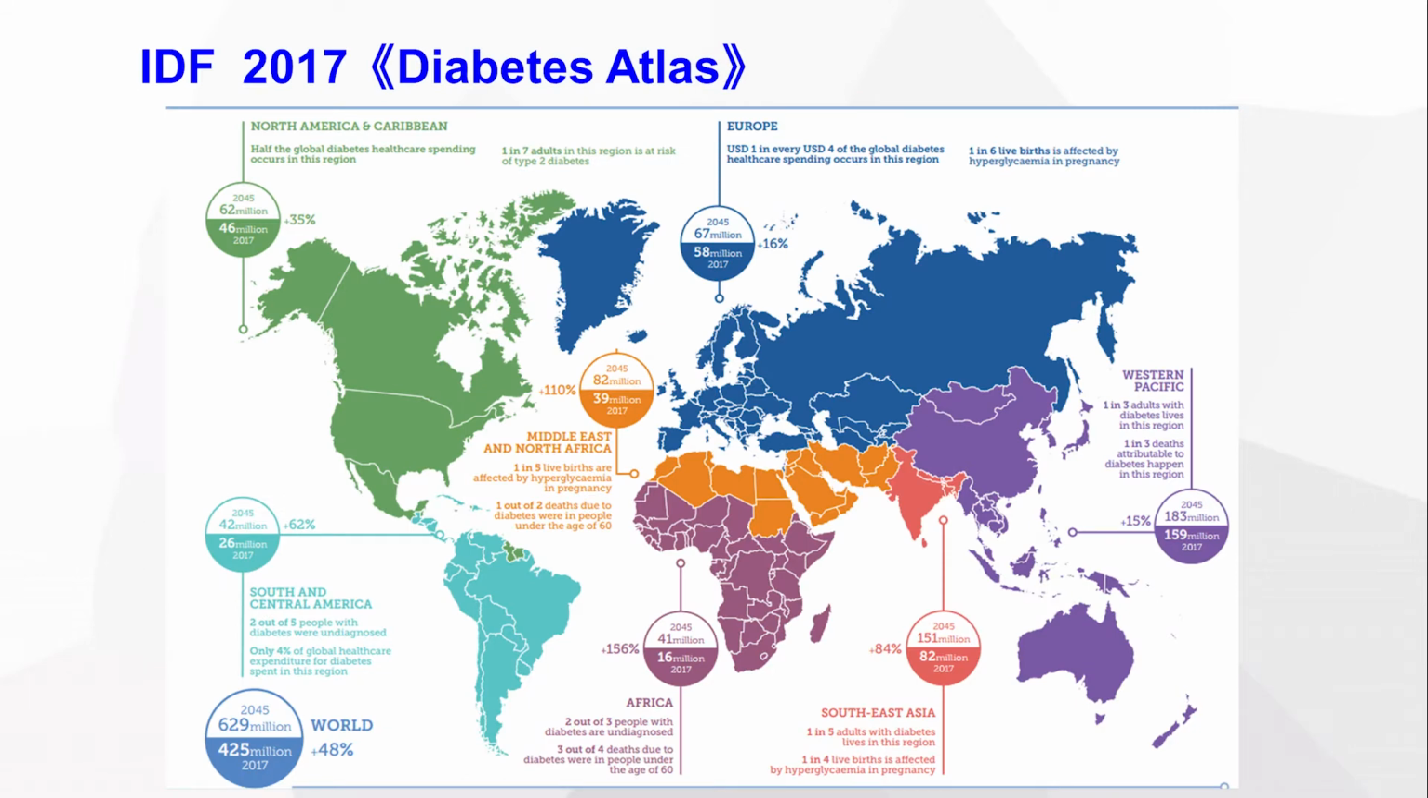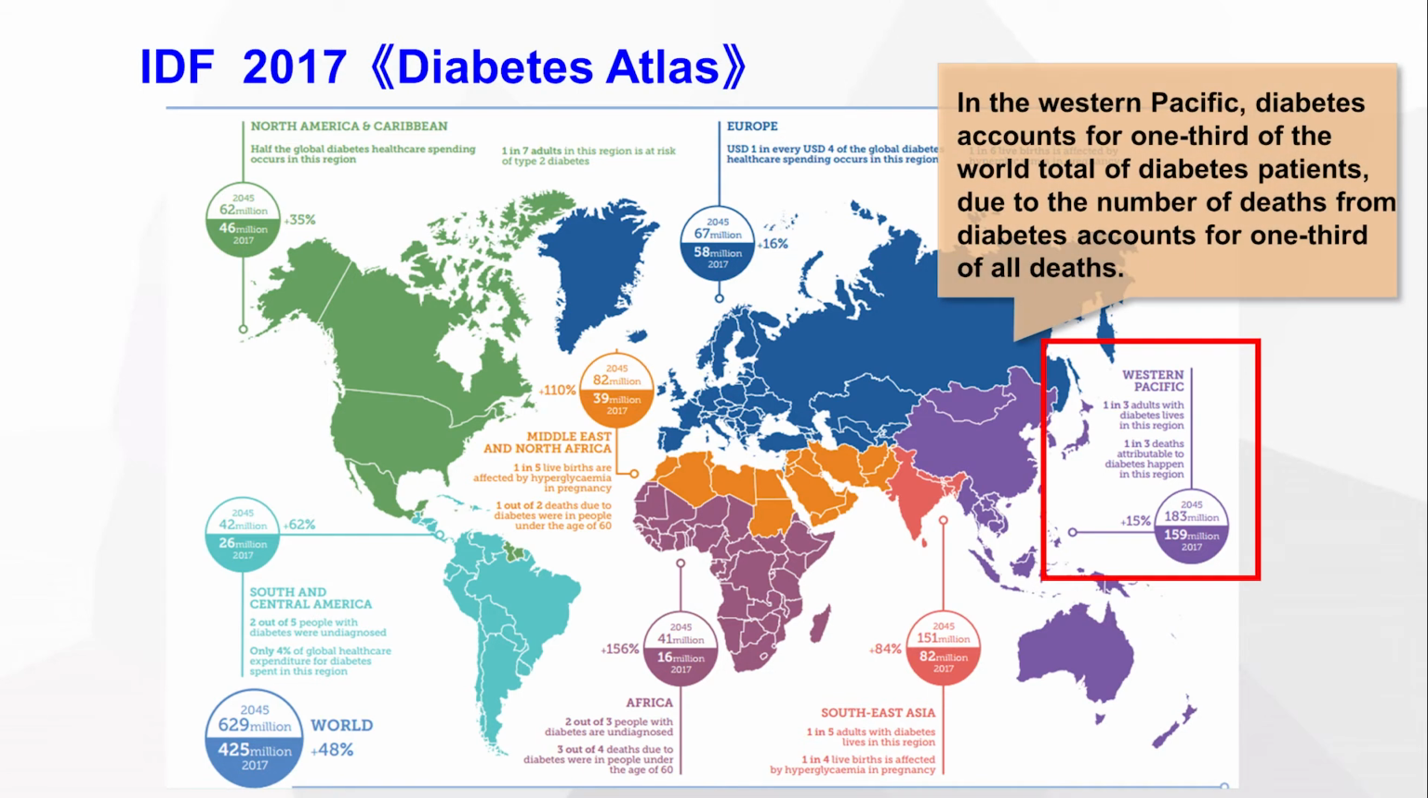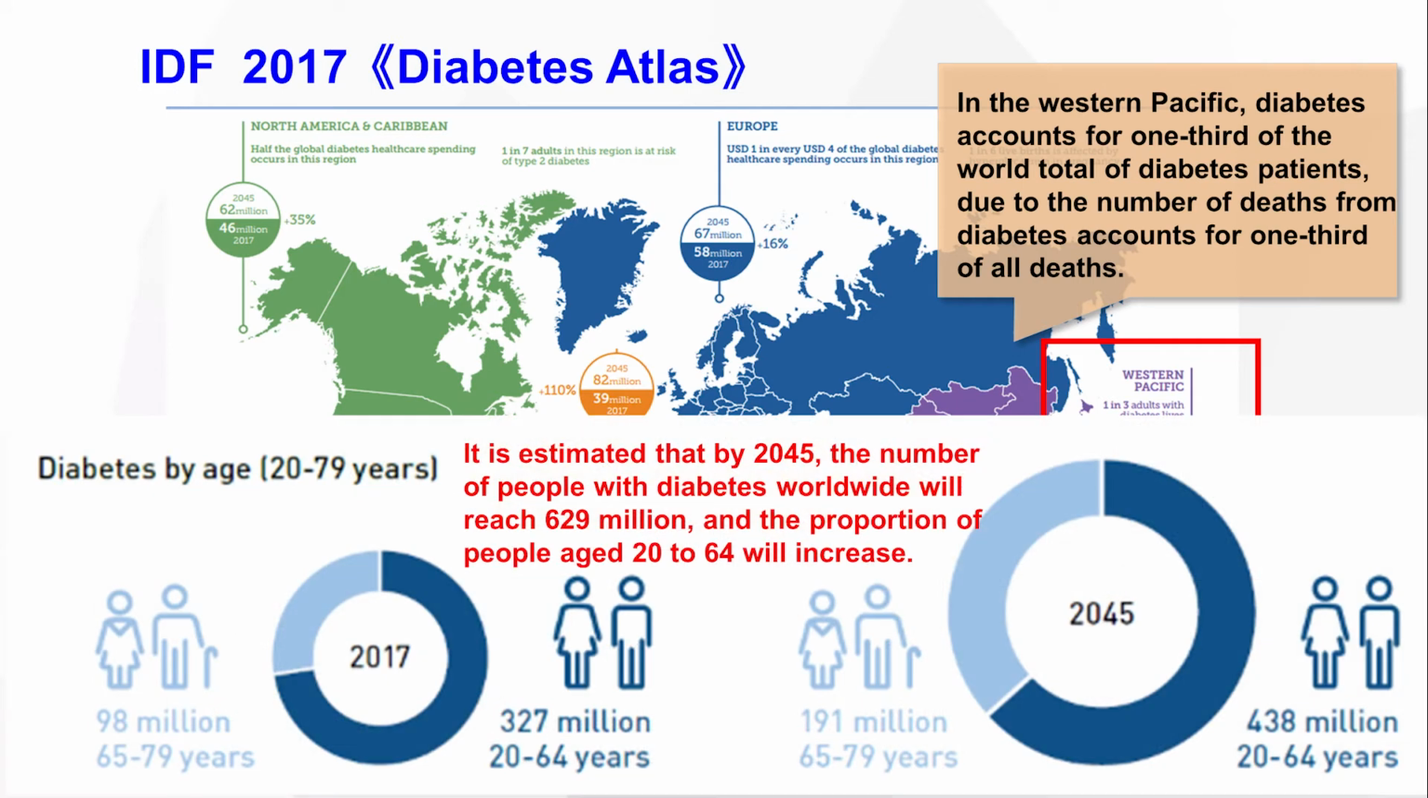As shown in the diabetes atlas published by the International Diabetes Federation in 2017, in the Western Pacific region, where China is located, diabetes accounts for 1/3 of all global diabetes deaths. And it is estimated that by 2045, the number of people with diabetes will reach 629 million worldwide. At the same time, the proportion of diabetes patients within the age group of 20 to 64 years old will increase, further demonstrating the seriousness of the problem.